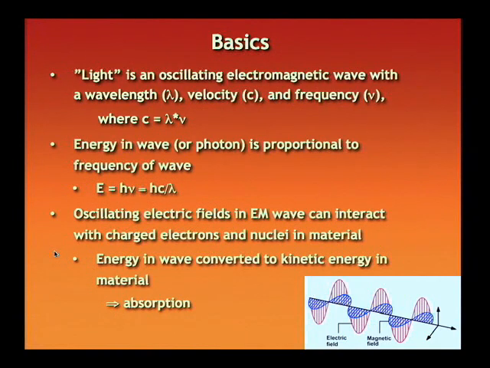The other thing to keep in mind is electromagnetic waves, as the name implies, are oscillating electric and magnetic fields. And so if light is an oscillating electric field, and I interact with something that has charged particles, either electrons or nuclei, that electric field can interact with those charged particles. And it's the nature of that interaction then that causes light to be absorbed, okay? It's the reason why things have color. It's the reason why water heats up in a microwave. It's sort of the process by which light interacts with material.